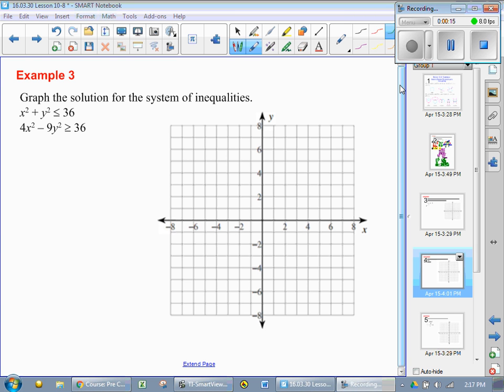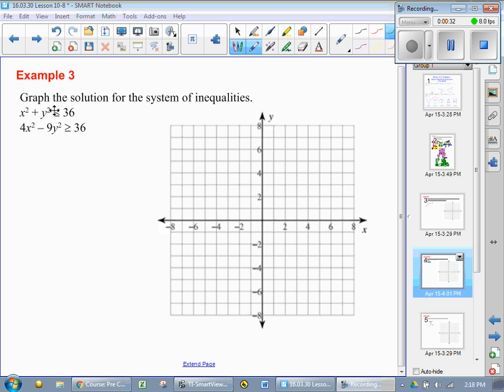So now I've got a system of inequalities. You can see we've got a less than or equal to sign here and a greater than or equal to sign here, which means there's going to be some shading, which means there'll be a region of answers. There's going to be infinity solutions to this. And the way I'm going to show those solutions is by making the graph.